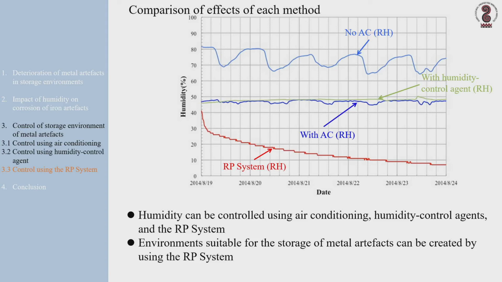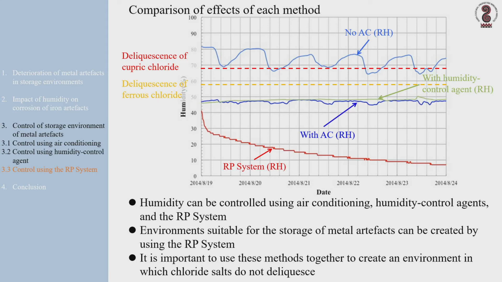The graph shows the change in relative humidity produced by the methods described so far. It is possible to create a low humidity environment using air conditioning, humidity control agents, and the RP system. The RP system is believed to be particularly effective in creating a storage environment suitable for metal artifacts. It is important to use these methods together to create an environment in which chloride salts do not deliquesce.